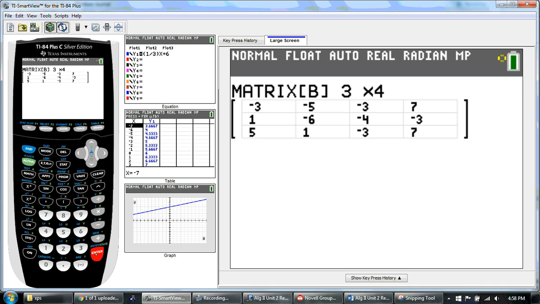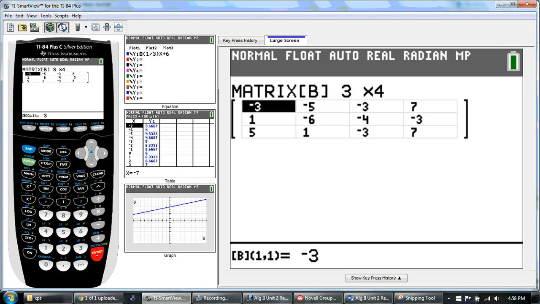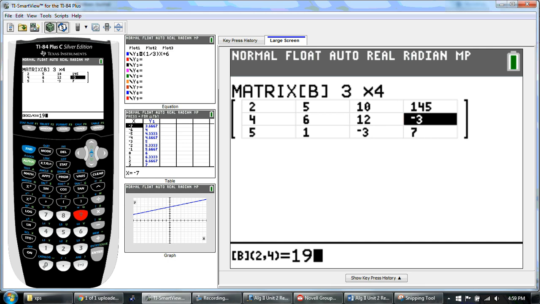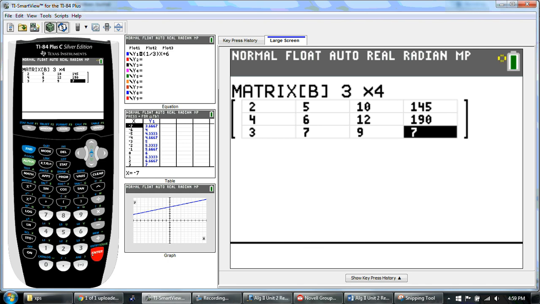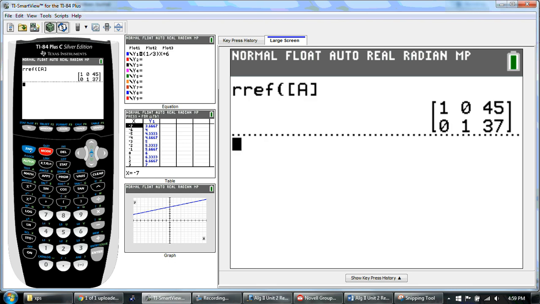And I'm doing the same thing. Okay, I have 2, 5, 10, 145. That was my first equation. 4, 6, 12, 190, 3, 7, 9, 165. Okay, and after I put all of that, I'm going to quit.